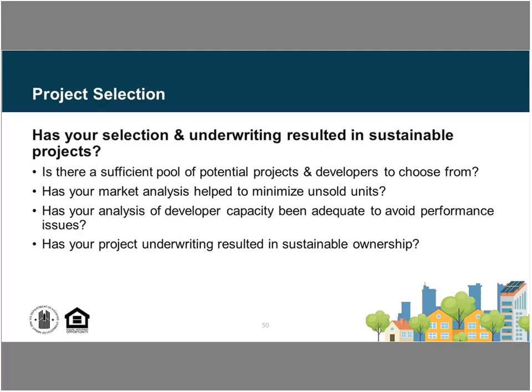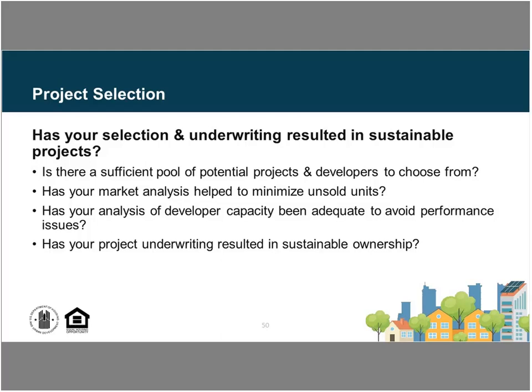So in regards to project selection, are you selecting the right projects and doing the right underwriting to result in better projects? So over time, this is going to change, and so you might need to update your program design. Is there enough potential projects and developers to choose from? Do you have open enrollment, an open developer proposal time, or do you have a certain RFP where you only have it open for a month and a half and then you have a whole pool of things to choose from?